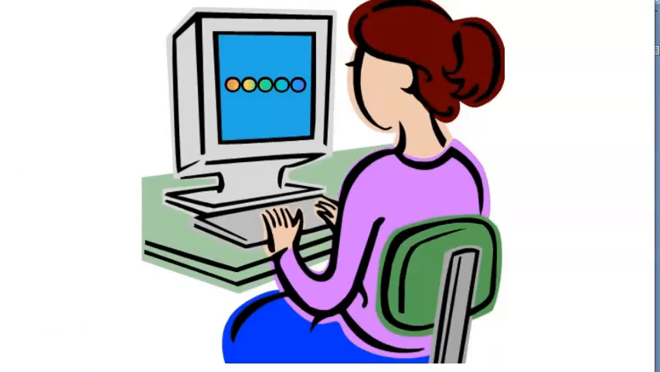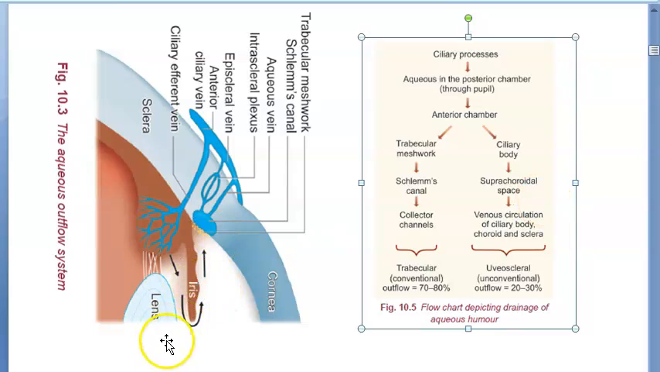Guys, pay attention here to the aqueous humor drainage. There are 2 ways it will drain. Okay, one is via the trabecular meshwork, Schlemm's canal, and all those veins, right? But there's yet another way. The ciliary body will absorb and then it will go to the suprachoroidal space. Okay, again into venous circulation.